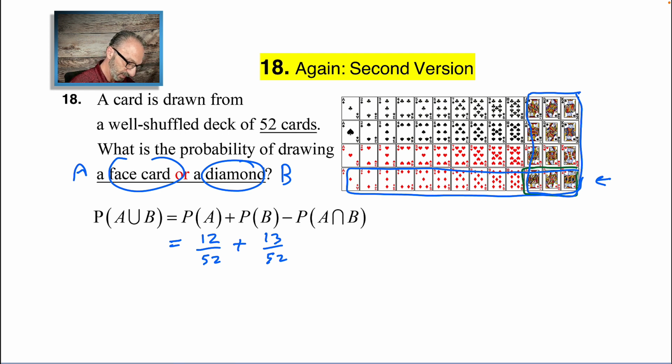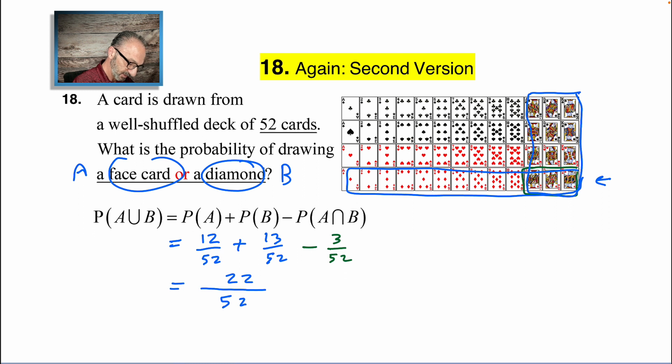So minus the intersection, which is 3 out of 52. And the answer will be 52. We could subtract 13 minus 3. That's 10. 10 and 12, 22. So we go back and write 22 here total. 12 plus 13 minus 3 is 22.